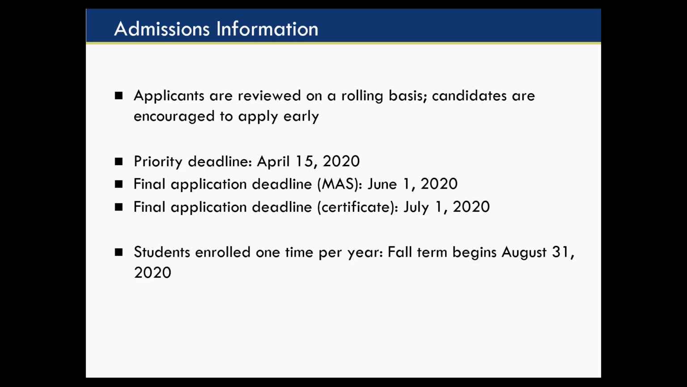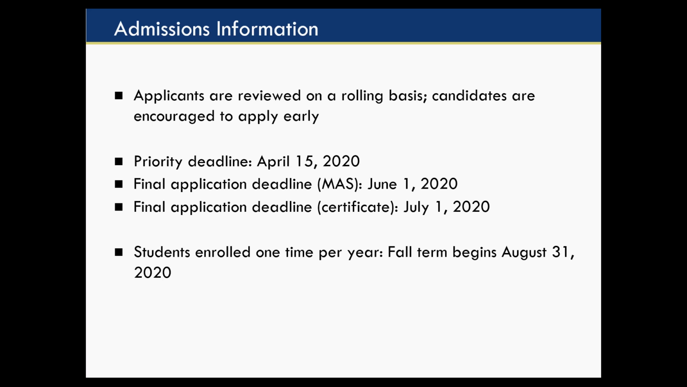Looking over the admissions information, our applications are reviewed on a rolling basis. We are currently open for the fall of 2020, which the start date is August 31st of this year. Meaning that, on an ongoing rolling basis, you do not need to wait till the deadlines posted on this slide to hear back from the committee with your decision. We encourage students to apply early, so you receive your decision early.